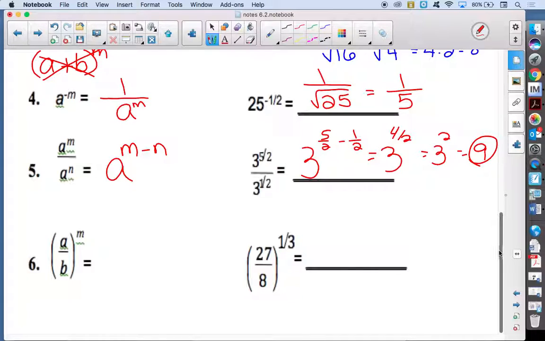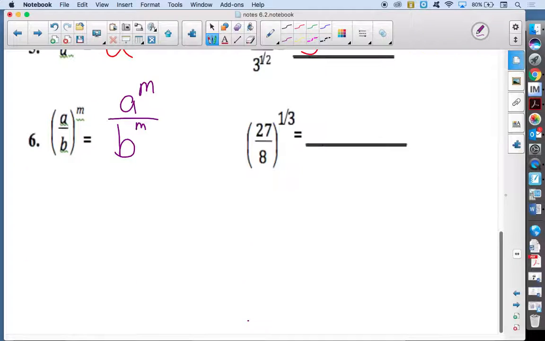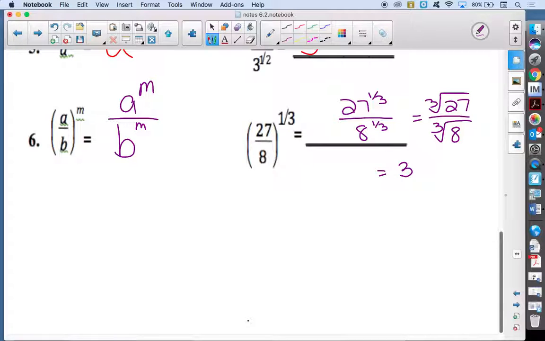So the last one, this is that same distributive property, but now we're dividing. You just kind of bump that m to both powers. So a to the m divided by b to the m. So that means we have 27 to the 1/3 and 8 to the 1/3. So Kate, what would you do with 27 to the 1/3? Cube root. Yeah, so remember 1/3 really means cube root. And what is the cube root of 27, Kate? 3. And the cube root of 8 is? 2. So you get 3 halves.